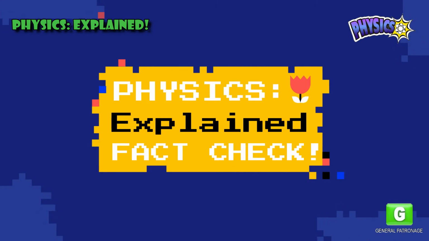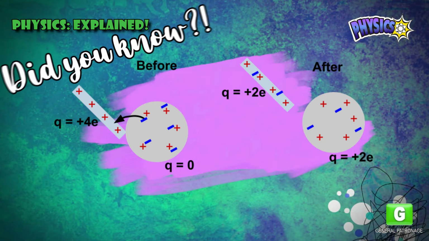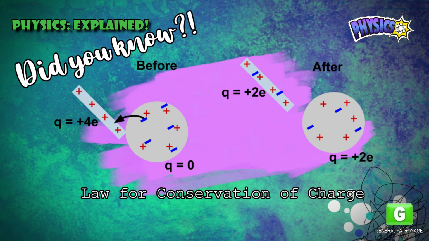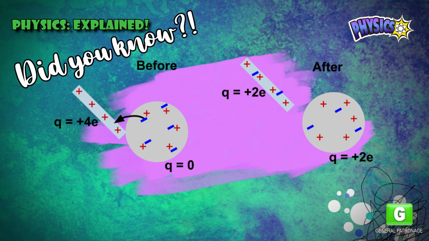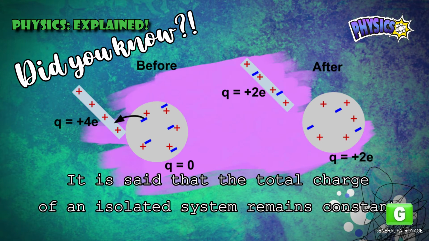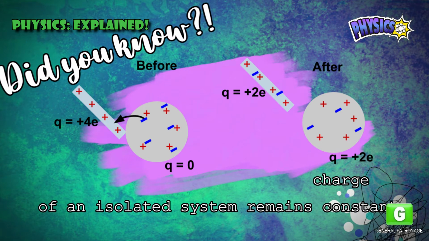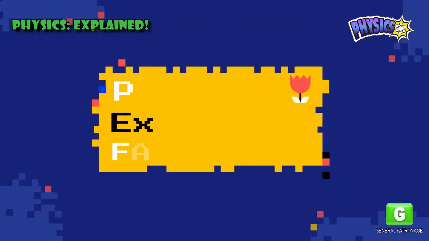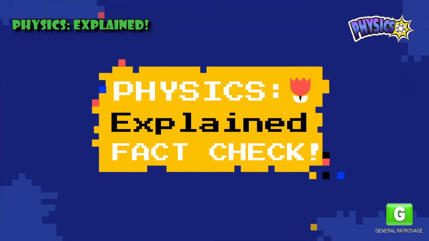Fact check! Did you know that there's a law of conservation of charge? Yes, there is. It says that the total charge of an isolated system remains constant. Fact check!